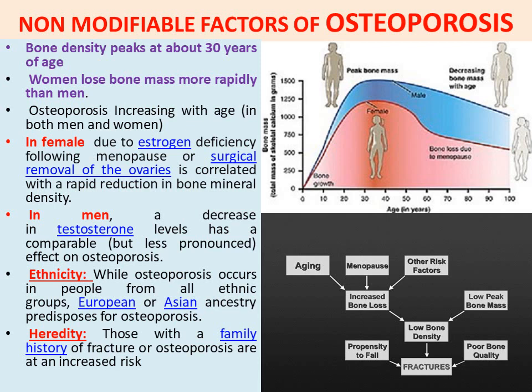So you can see in the graph, the blue area indicates decreasing bone mass with age in the male, whereas the pink, red area indicates increased bone loss due to menopause. So with age, bone density decreases. Here bone mass is on the y-axis, age on the x-axis. So 0 to 100 years of age is there, and 0 to 1500 bone mass is there. So we can see the peak bone mass is at 30 to 40 years for male and female, but bone mass decreases more rapidly for women than men.